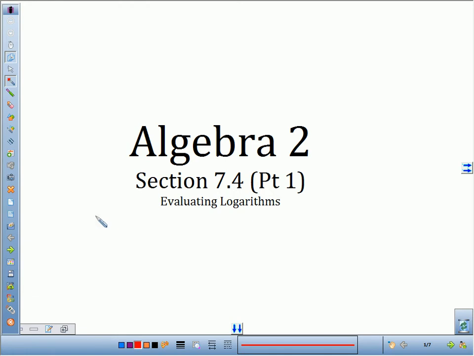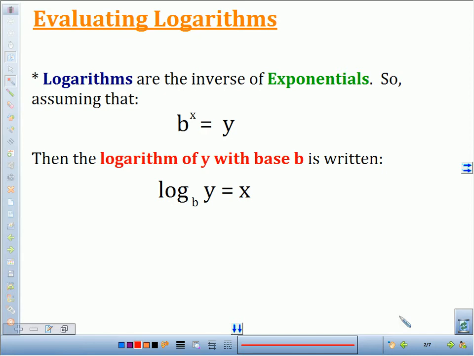These are the notes for Algebra 2, Section 7.4, Part 1. We're looking at evaluating logarithms. Now, logarithms are something you've probably not heard of up to this point, and that's okay. Basically, a logarithm is an inverse of an exponential. All right, logarithms are inverses of exponentials.